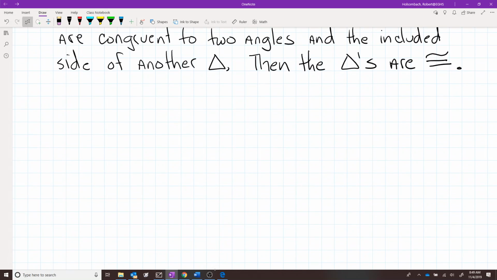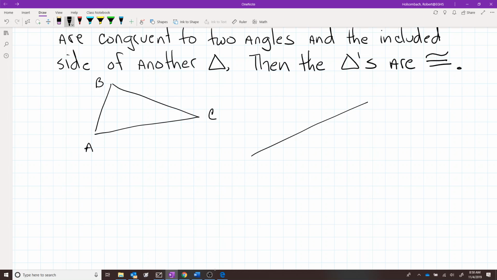And here's what a diagram of that would look like. Triangle ABC and triangle DEF. You need an angle, included side, and an angle congruent to an angle, included side, and an angle. The congruent side must be the side that's touching both angles.